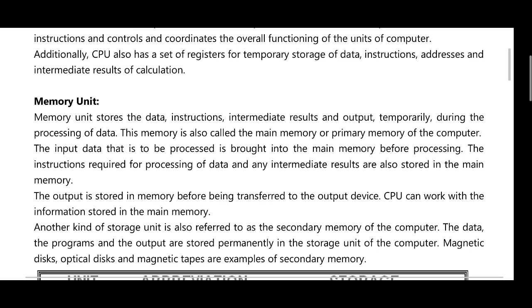The input data to be processed is brought into the main memory before processing. The output is stored in the memory before being transferred to the output device. The CPU can work with the information stored in the main memory.